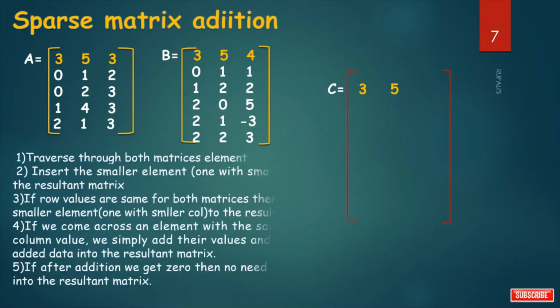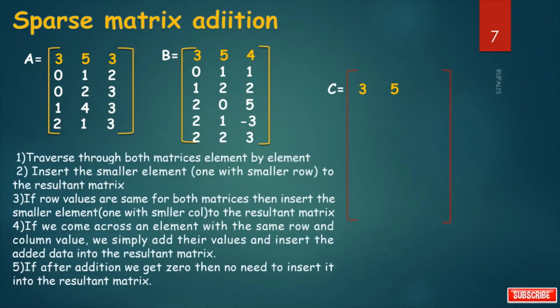Now, these are the rules. Traverse through both matrices element by element. Insert the smaller element, the one with smaller row, to the resultant matrix. If row values are same for both matrices, then insert the smaller element, the one with smaller column, to the resultant matrix. If we come across an element with the same row and same column value, we simply add their values and insert the added data into the resultant matrix.